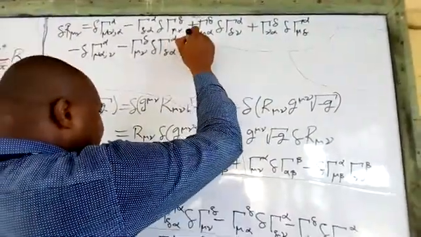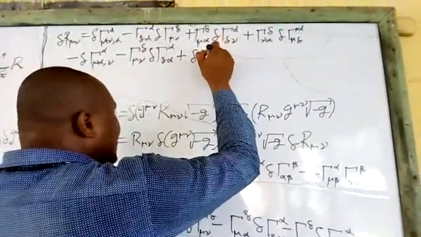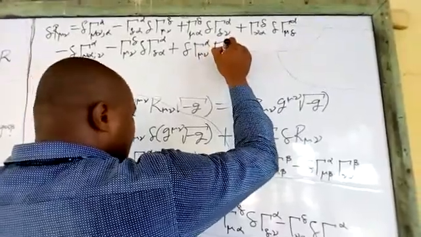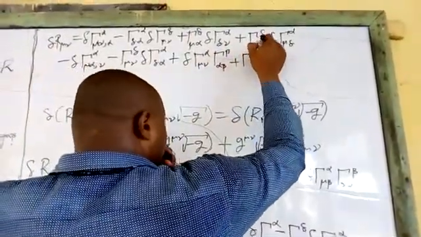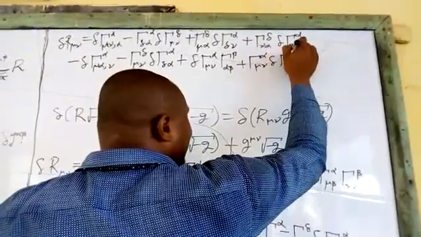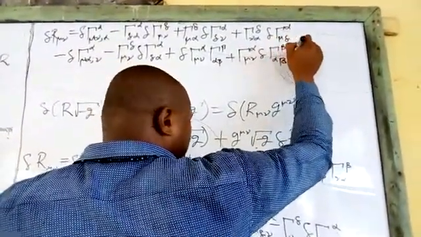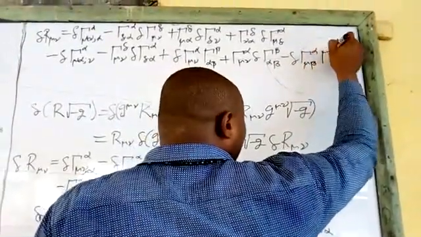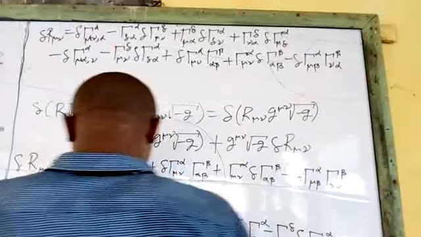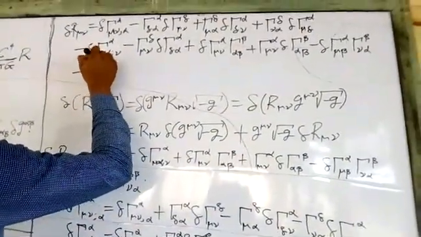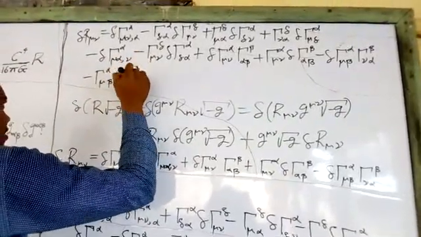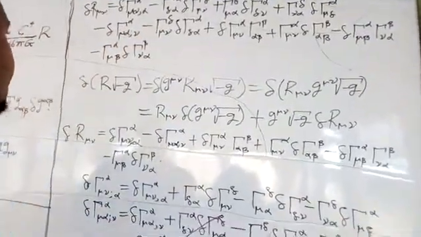So next I have plus variation of gamma alpha mu nu, gamma beta alpha beta, and then plus alpha mu nu, variation of gamma beta alpha beta, minus variation of alpha mu beta gamma beta nu alpha, and then finally minus alpha mu beta variation here of beta nu alpha. Okay, let's see what this gives us.